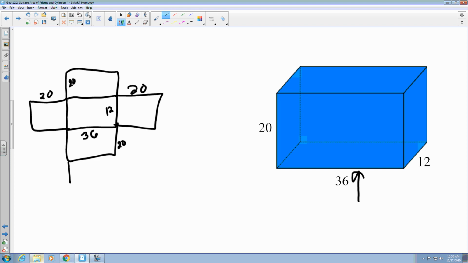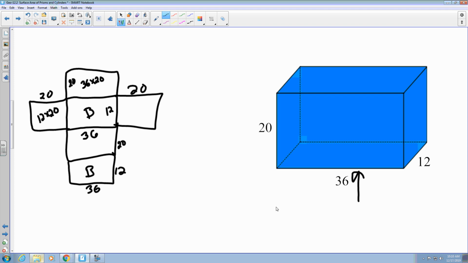And then finally, I will make the other base, which I'll put right here. And then this will be 12, and this is 36. So this is my base, this is my base. If you look at the net itself, I have two different sizes for lateral faces. I have one that's 12 by 20, and I have another one that's 36 by 20.